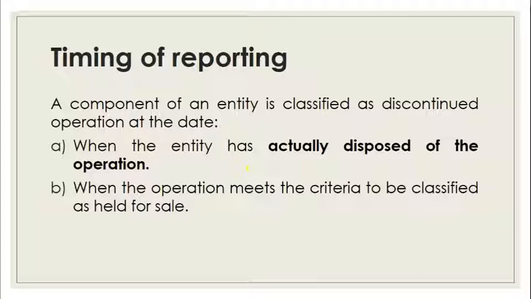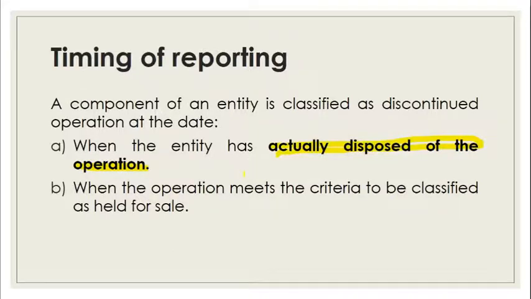Next is the timing of reporting. A component of an entity is classified as discontinued operation at the date when the entity has actually disposed of the operation, and when the operation meets the criteria to be classified as held for sale. So, these are the two.